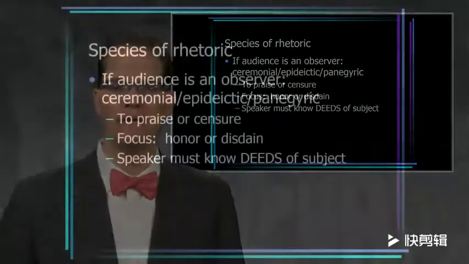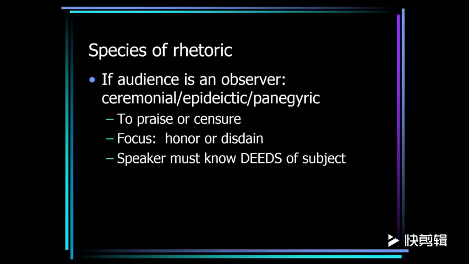So first of all, let's talk about the species of rhetoric where the audience is not asked to make a decision. They're just observing. This is called ceremonial rhetoric. And I've given you some other words depending on the way the Greek is translated, because if I haven't already told you this, Plato, Aristotle, Gorgias, all those guys are Greek. The purpose of ceremonial discourse is to either praise or blame, censure. And the focus is honor or disdain.